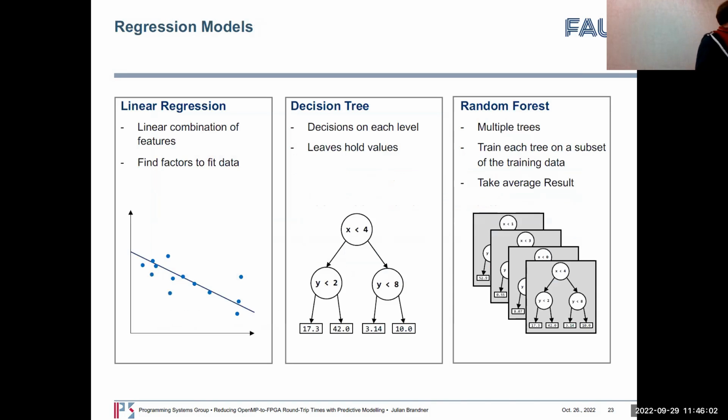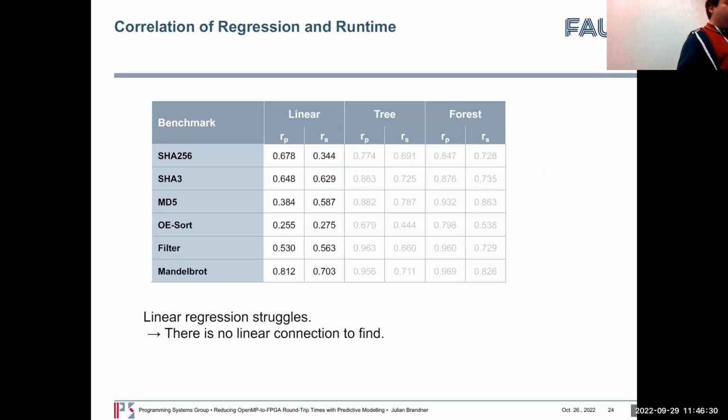We used these three classics of regression in this paper. And the first one is linear regression, which is basically just a linear combination of the four numbers into one single number, which hopefully predicts the final performance. We used decision trees and we used random forest regression, which is just a combination of multiple decision trees, each one trained on a different subset of available data. So let's have a look at the final numbers. Keep in mind, we separated test and training data. So these numbers are produced on a different data set than the training was done on.